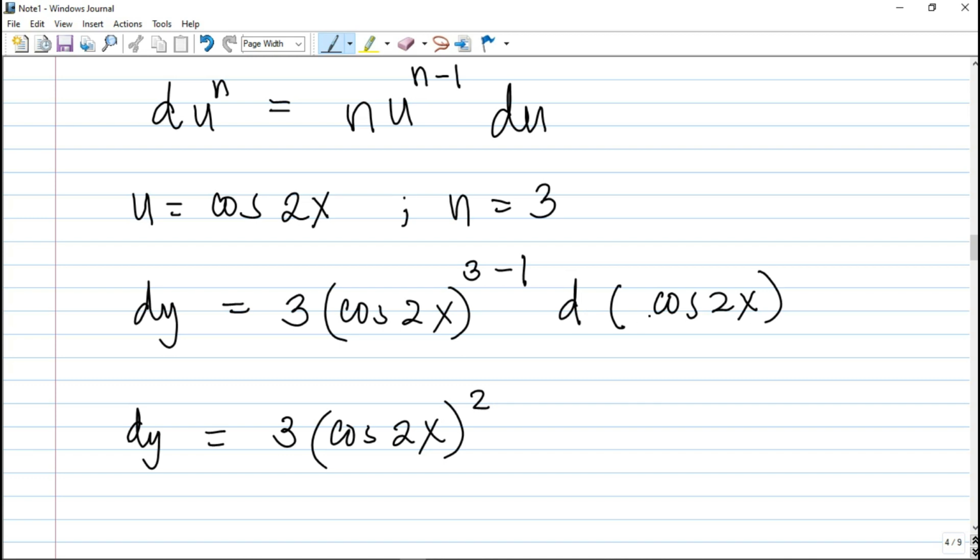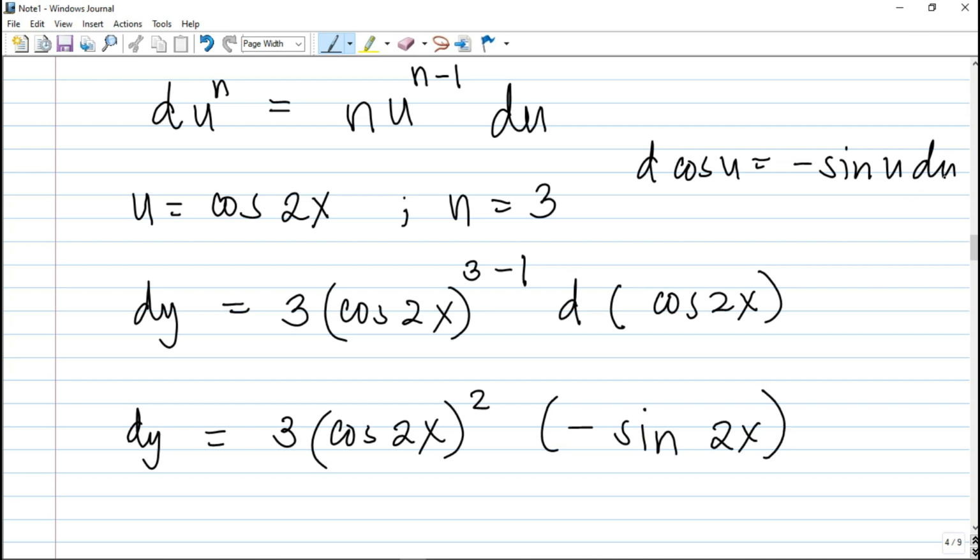So derivative ng cosine 2x. Ang derivative ng cosine 2x is, balikan ulit natin yung formula. The derivative of cosine u is equal to negative sine u du. So negative sine u. Ang u niya dito, if this is the function, ang u natin dito is 2x. So negative sine u, u is 2x. So the derivative of your inside function u here, 2x, is 2 dx. Okay, so yun na yun.